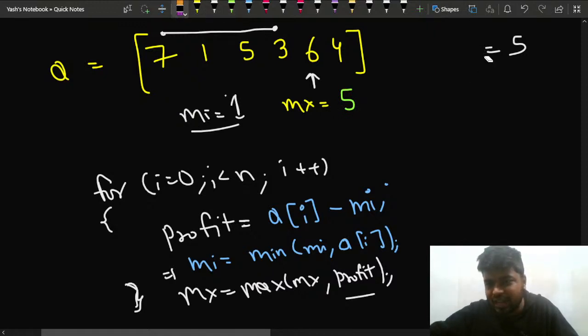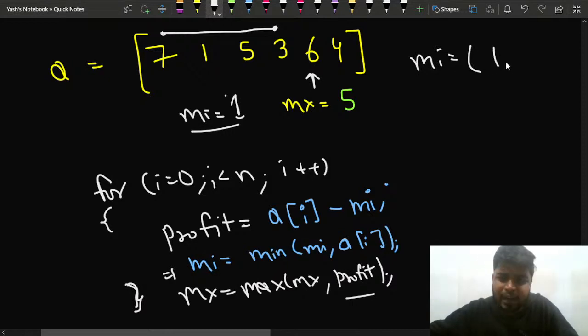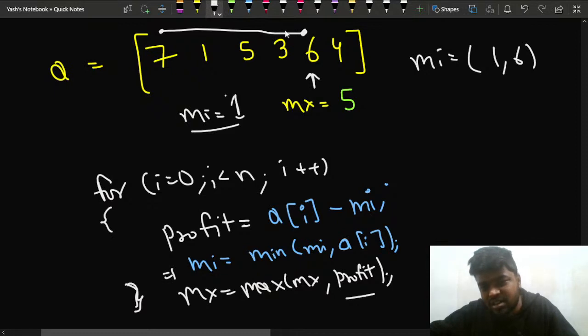Now what I'll do is I have this 6, right? So I'll check minimum is equal to nothing but minimum of what? Minimum of 1, 6. So the minimum would still remain 1. And now this much number of prices I have seen, right? Now my I index would move to this last one, right?